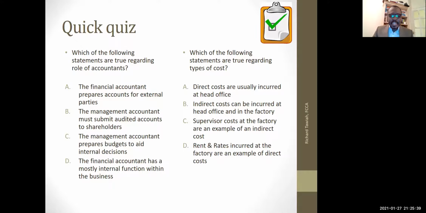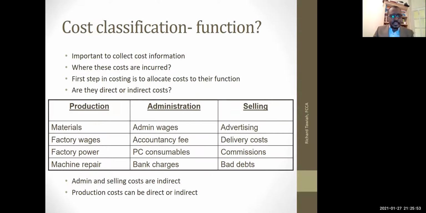Supervisors' costs at the factory are an example of an indirect cost. Clearly, I gave you the hint. Rent and rates incurred at the factory are an example of direct cost. You cannot directly read rent and rates into the cost of the product. So you see that two answers there are clearly correct and two are not correct. Cost should be classified per functions. If you look at the table provided over there, realize that usually most organizations will have classifications of functions in terms of production, administrative, selling and distribution.